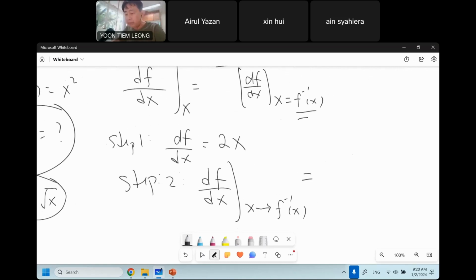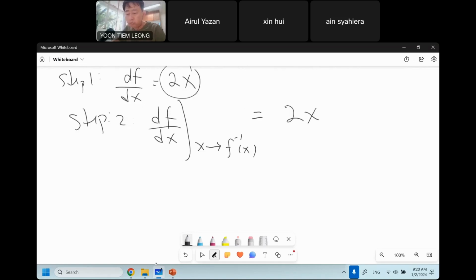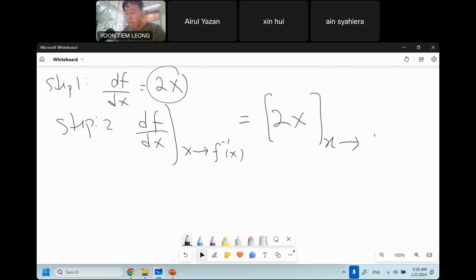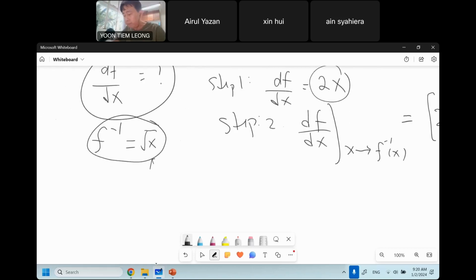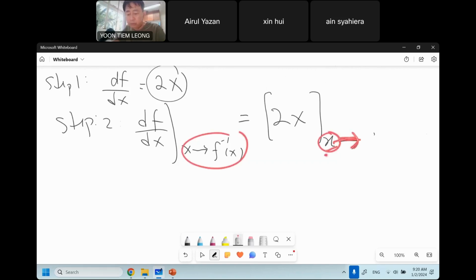df/dx, according to my calculation from the first step, is 2x. Right? This is just the expression 2x. The second step is to replace the expression of x by the inverse of f. The inverse of f is just the square root of x. This statement means you replace all the x by the expression of the square root of x. So the square root of x here refers to the inverse function.